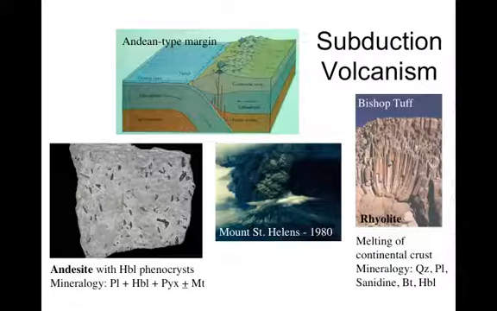Andesite has more of the iron and magnesium minerals, and here I give you a mineralogy for an andesite of plagioclase, hornblende, pyroxene, and maybe some magnetite. And the most felsic of the rocks that come out of subduction zones are rhyolites, or granites, and that mineralogy has more quartz, also plagioclase, but more K feldspars, and in the case of volcanic rocks, sanidine is the K feldspar, and to a lesser extent biotite and hornblende.